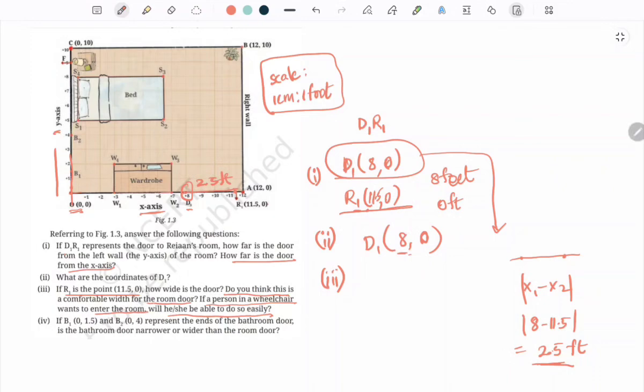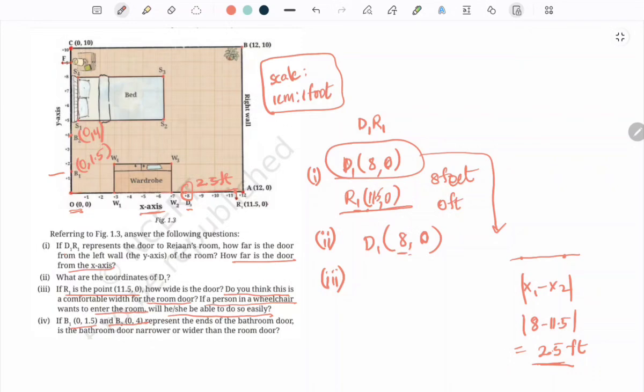But we are not sure. It's actually dependent on the wheelchair. And what's the next question? It's b1 is 0, 1.5 and b2 is... so where are b1 and b2? They are here. Okay, b1 is here, which is 0, 1.5, and b2 is 0, 4.